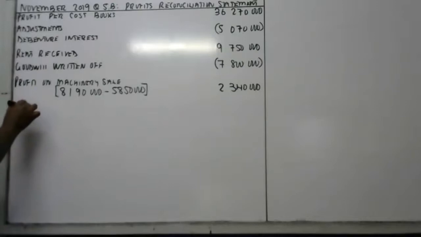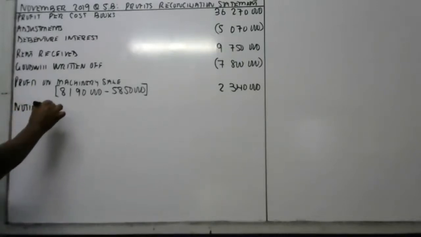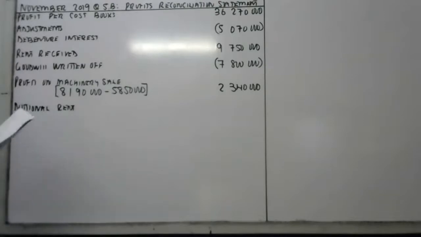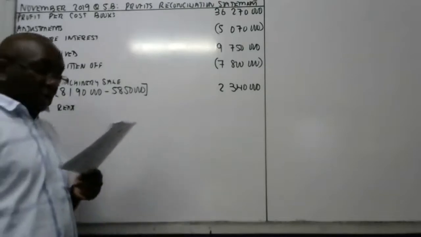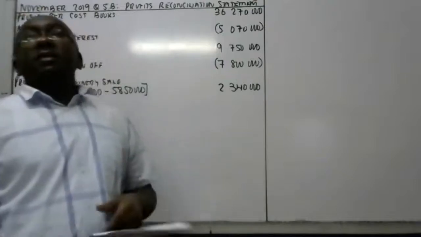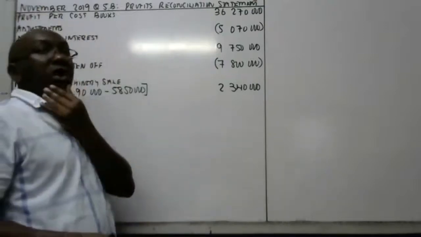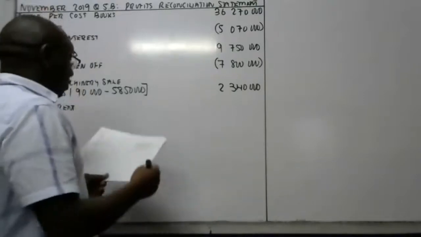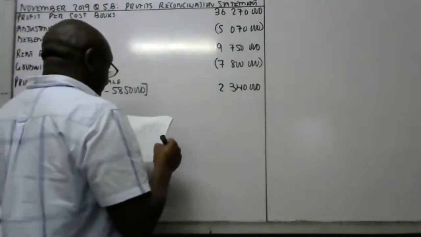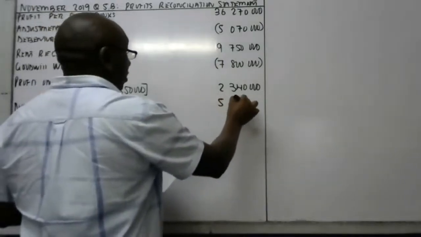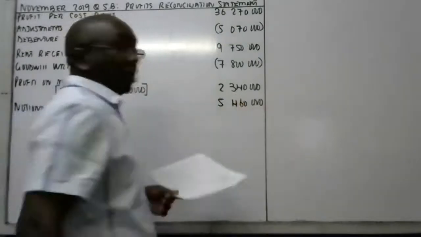Notional rent. Now this one was charged in costs and it's an expense. So we are supposed to add it back because we subtracted, we should add it back. 54.60. They should add it back because they had subtracted it.